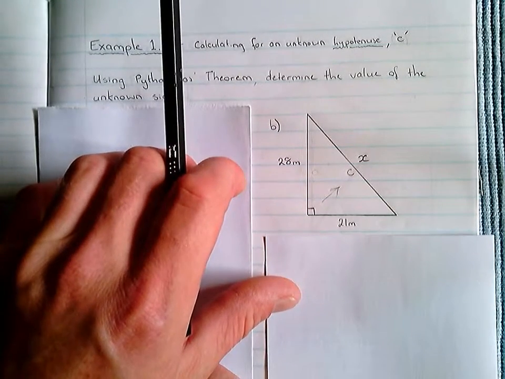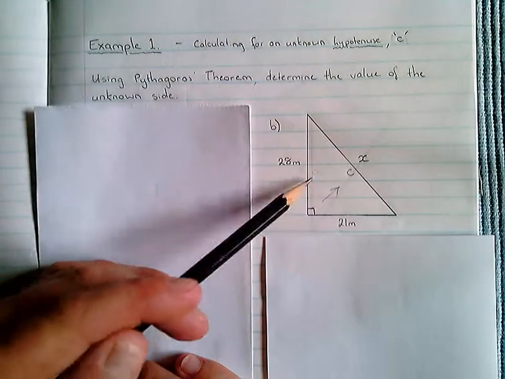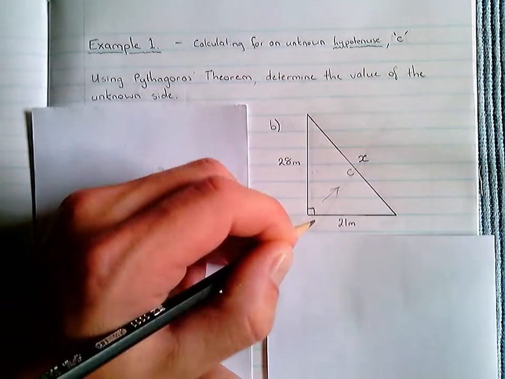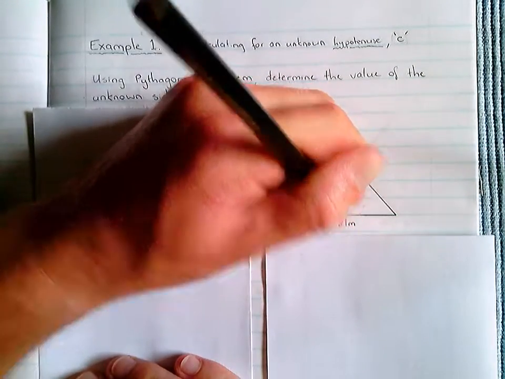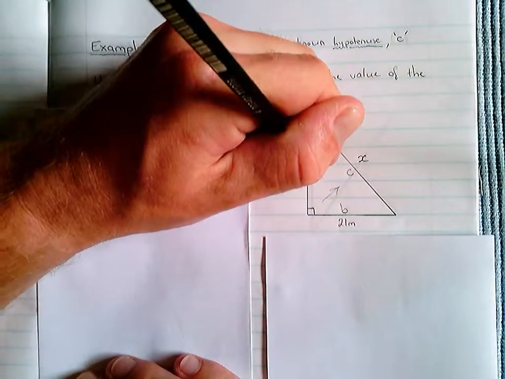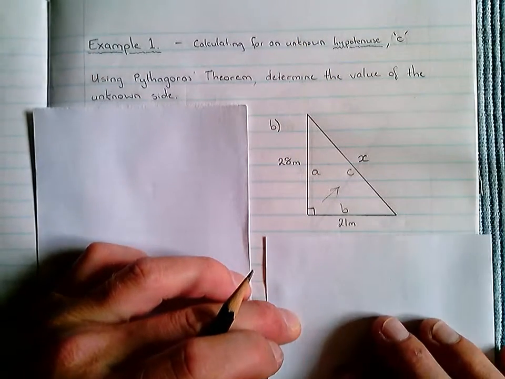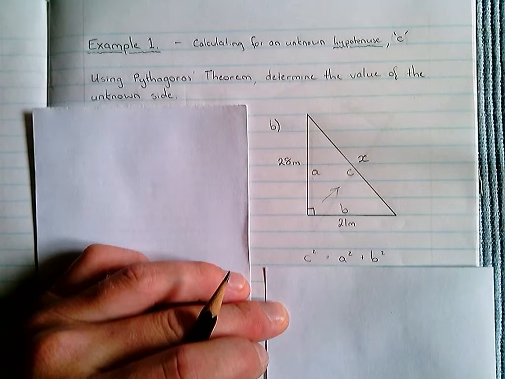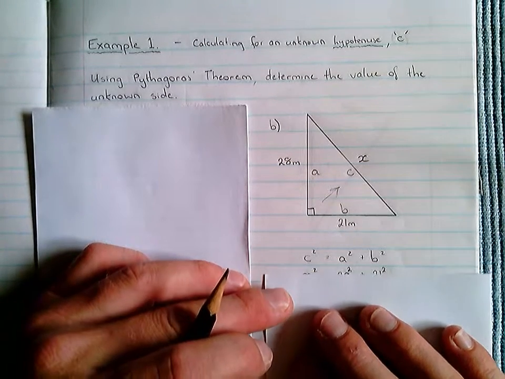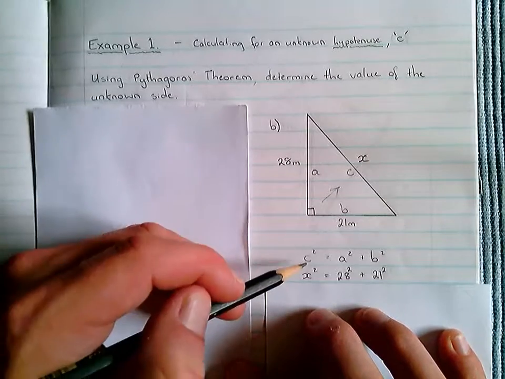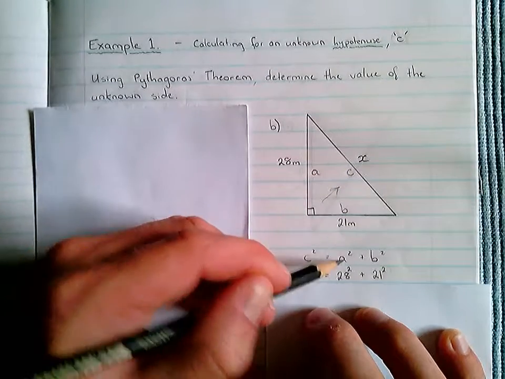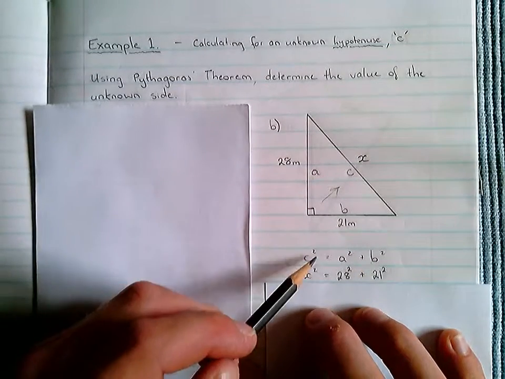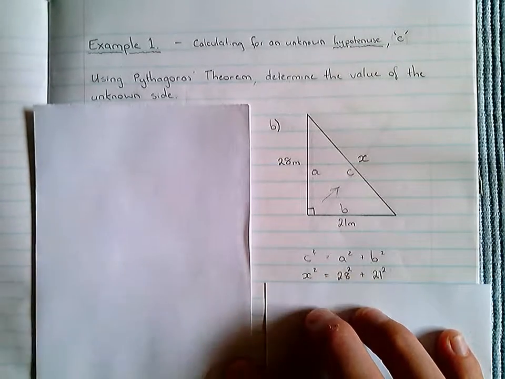Sides A and B, as I stated before, are not too important with regards to which one we call A and which one we call B, but I like to call this bottom side, or the base, B, just for simplicity's sake, which leaves us with A. That's the first step done. We can then go ahead and write Pythagoras' theorem, C squared equals A squared plus B squared, and perform the substitution into that formula. C is equal to x, A is equal to 28, and B is equal to 21. We haven't dropped the squares in the formula, they will move down into the next line.